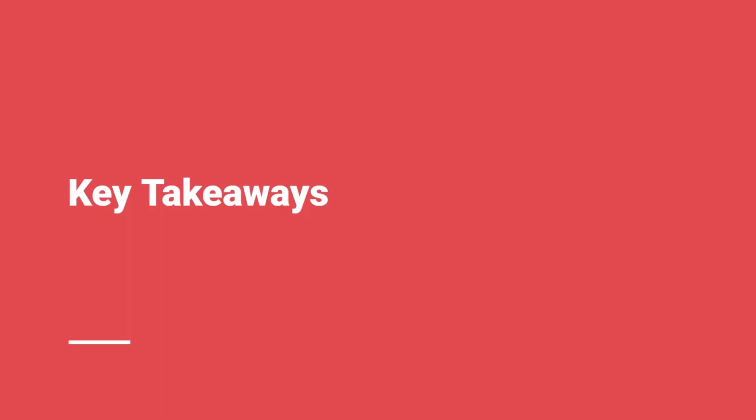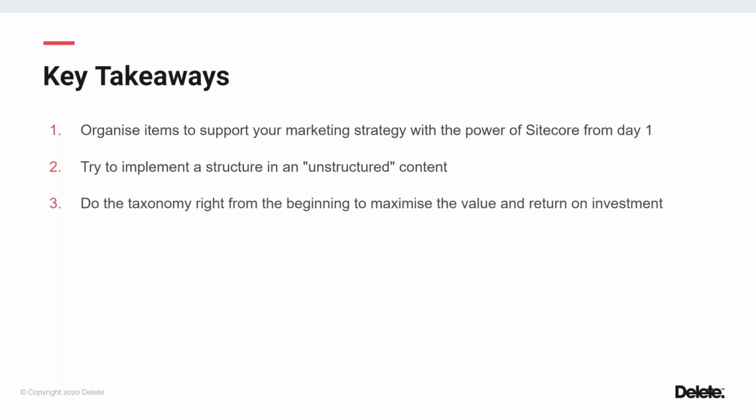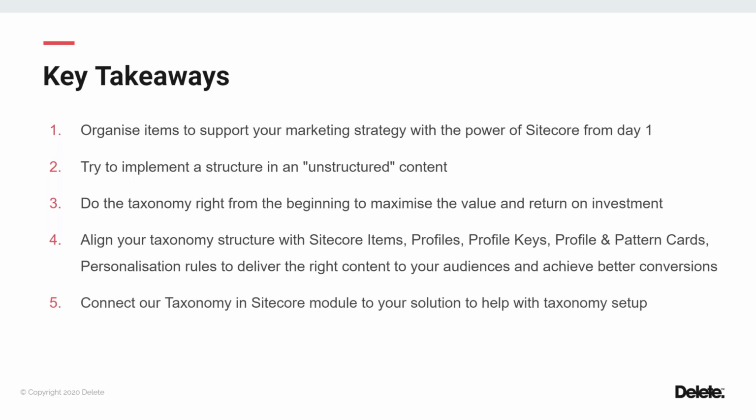Key takeaways from our session today. Organize items to support your marketing strategy with the power of Sitecore from day one. Try to implement structure in unstructured content. Know the taxonomy right from the beginning in order to maximize the value and return on investment. Align your taxonomy structure with Sitecore items and 4 Ps in order to deliver the right content to your audiences and achieve better conversions. And finally, please connect our Taxonomy in Sitecore module to your solution to help with taxonomy setup.